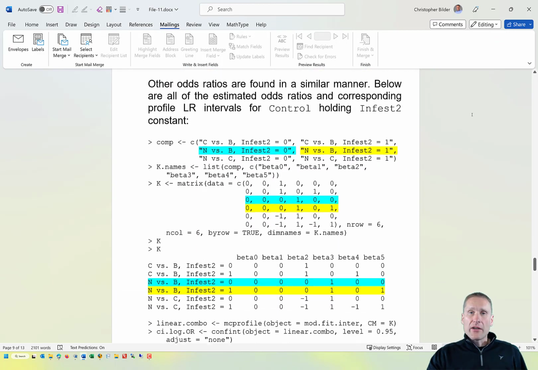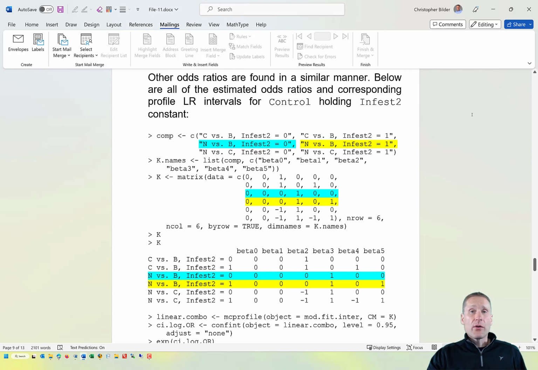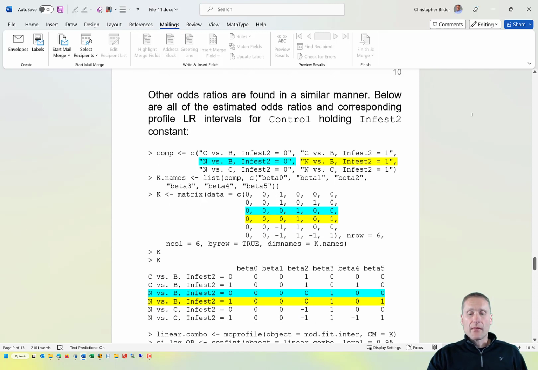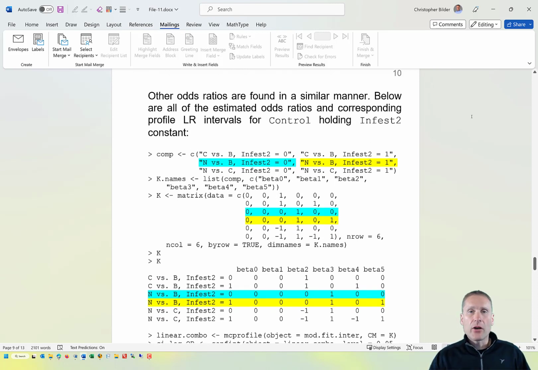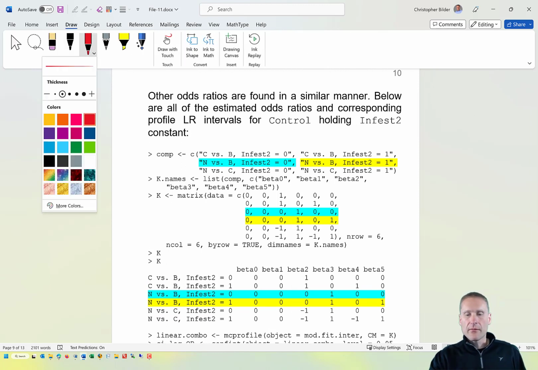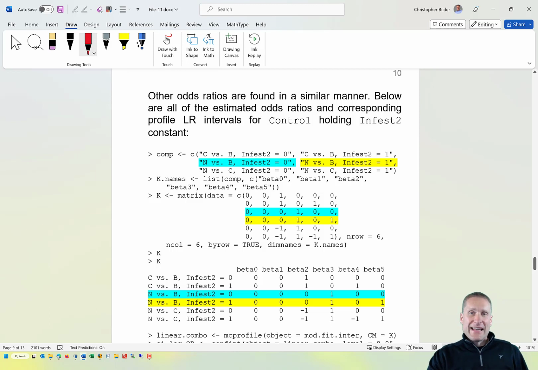For the other odds ratios, find those on your own. You can look at some of my code here to help see what the correct answers should be. So in the end, I'm going to have 6 different odds ratios that I need to examine because there are 2 levels of infest and 3 levels of control. So once again, let's take a look at how we can do this in the mcprofile package.